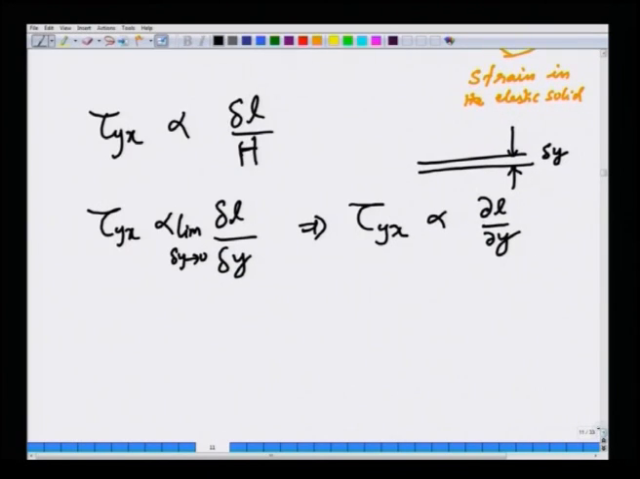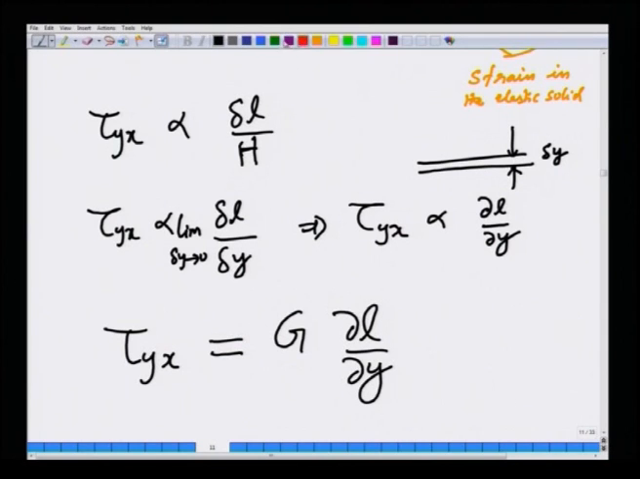This is the strain in the differential in the limit, and the constant of proportionality is the shear modulus, which is related to the Young's modulus of the solid. Okay. So, you can convert this proportionality to an equality by introducing a constant of proportionality. This is the elastic modulus of the solid.